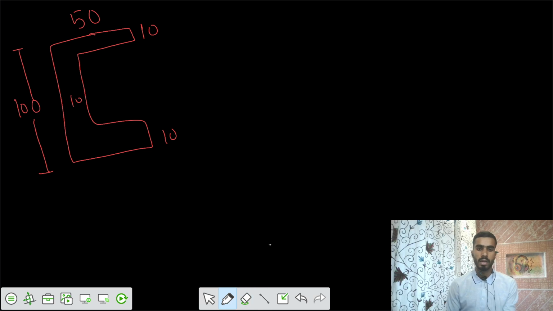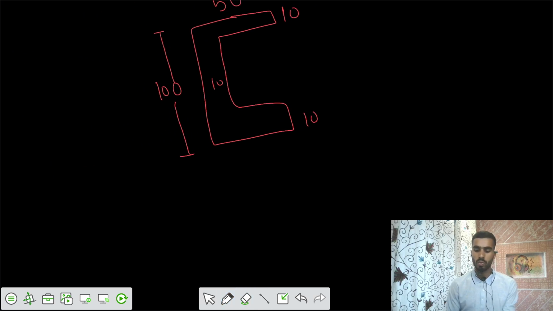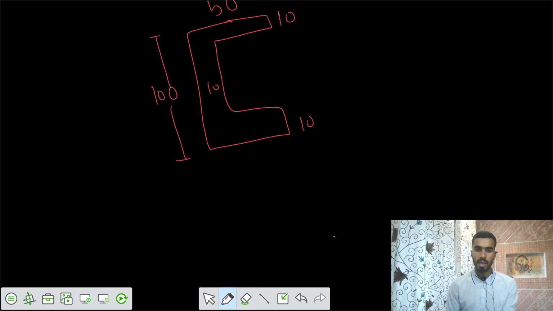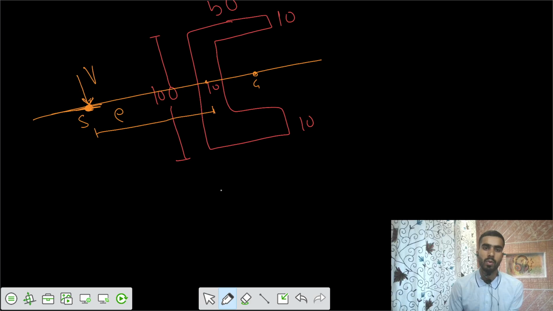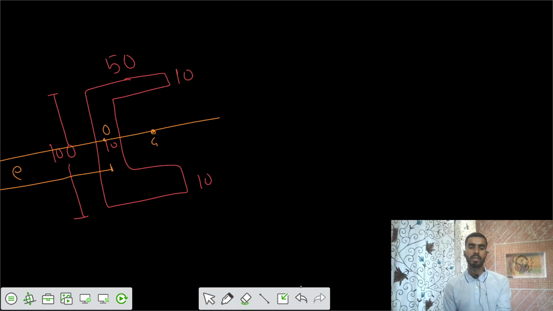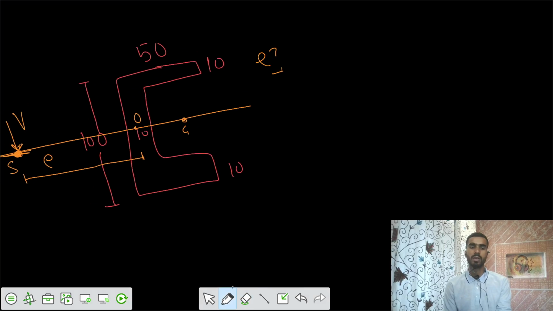And the load is passing at some eccentricity, perpendicular to the principal axis, along the axis of symmetry. But the shear center is along the axis of symmetry. Your G is somewhere here, so your shear force is passing at some eccentricity e from the center O, and you would say, what is the location of shear center? Let's say the units of this one are mm.